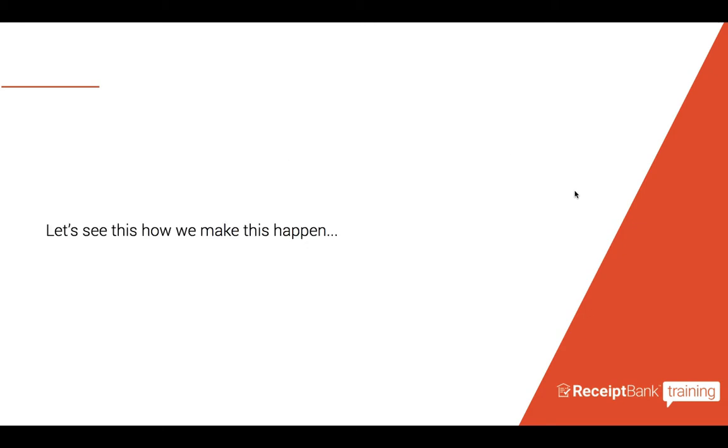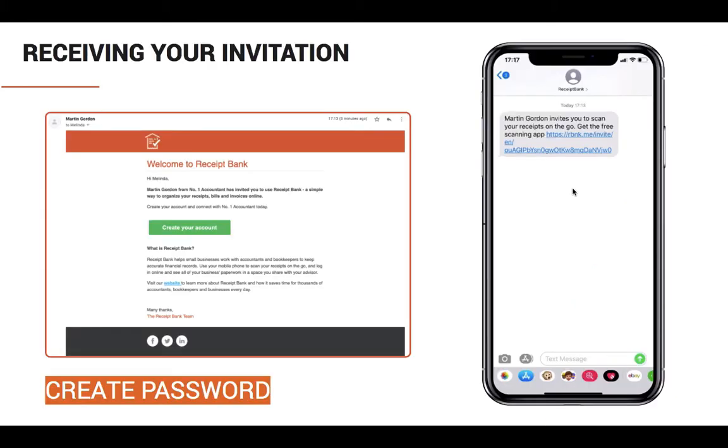So let's see how this is actually going to work for you. Firstly, you're going to have received an invite from your accountant or bookkeeper, and it can come in one of two forms. Either an email that looks like this, or a text that looks like this. Now, the email is to help you log into the web version of Receipt Bank on your computer, and the text is to help you get set up with the mobile app on your mobile phone.